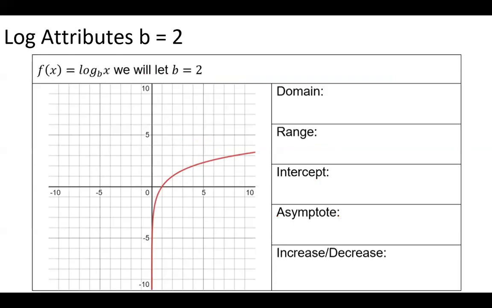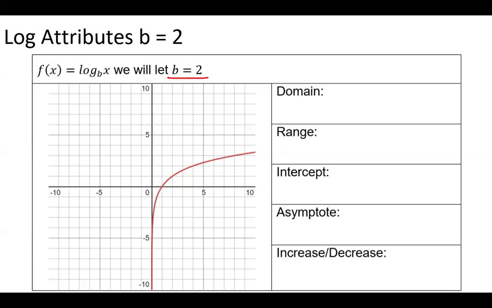All right. So up first is our log parent function. For the log parent function, because your b can be any value, we're going to just use b equals 2. The reason I typically use b equals 2 is that it's easier to see those changes in the value because most of us know our multiples of 2, right? 2 to the 0 is 1. 2 to the 1 is 2. 2 to the 2 is, right?